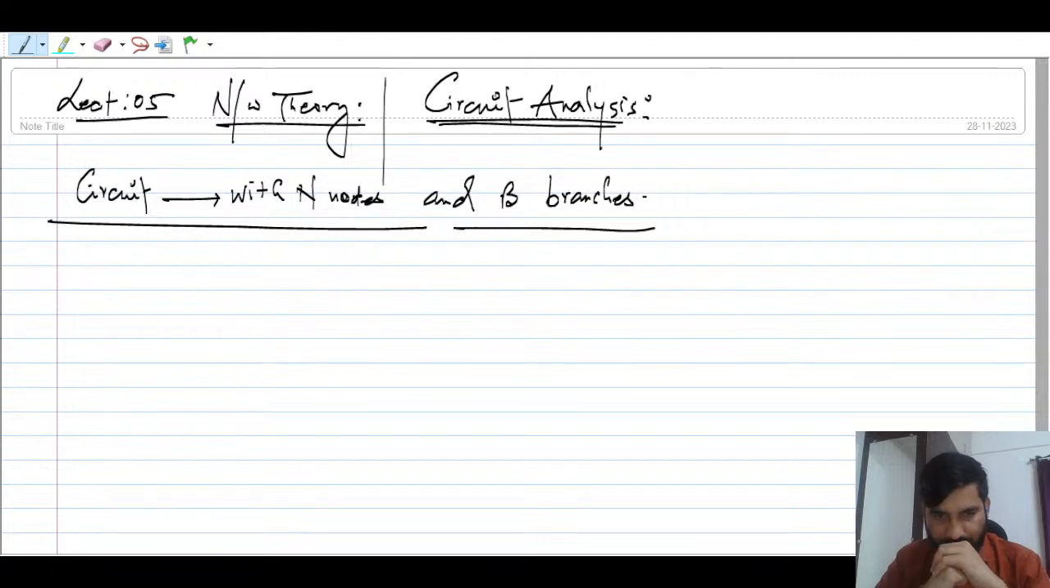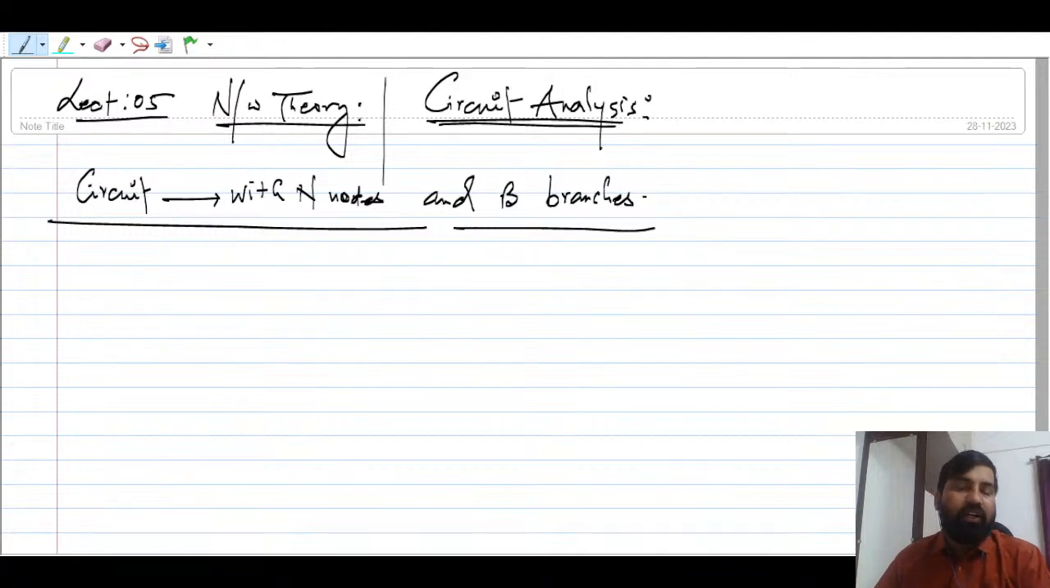Understand? So while analyzing a circuit, how many equations are you going to get while solving the circuit? That is very important to keep in mind, right? So let me take one circuit and let us try to identify how many nodes are there and how many branches are there. And depending upon that, we can talk about circuit analysis.